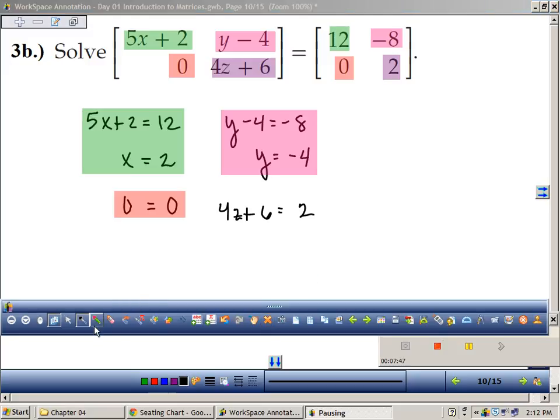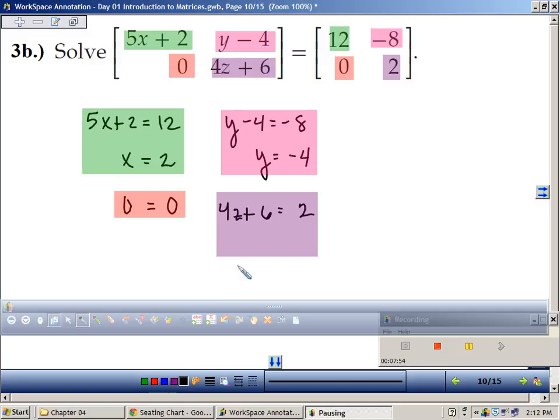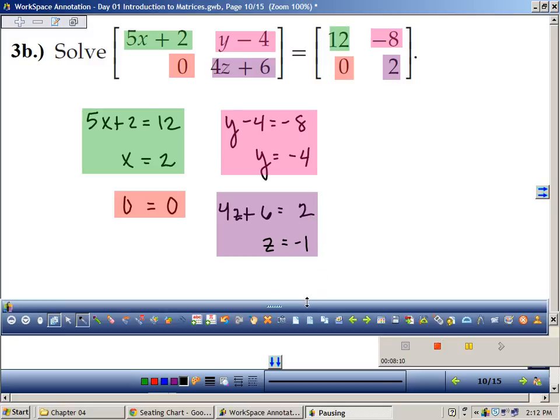A couple of you asked me what you were doing tomorrow and if it's okay to miss. It is. Tomorrow we are adding matrices. So not too much more difficult. So what is z? Negative 1? Yeah. Yep, negative 1. Questions?